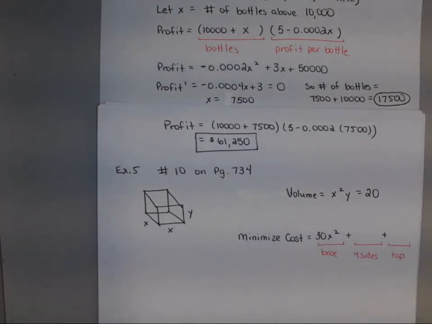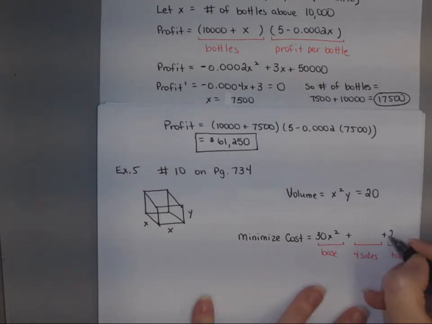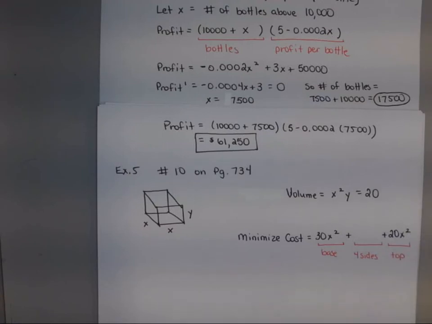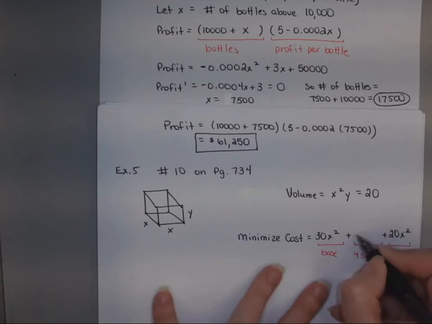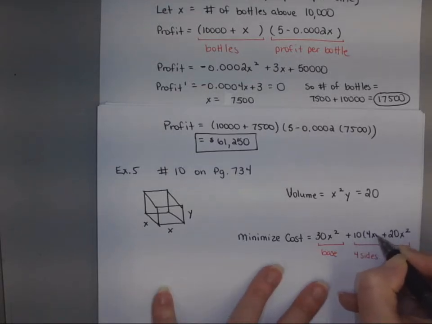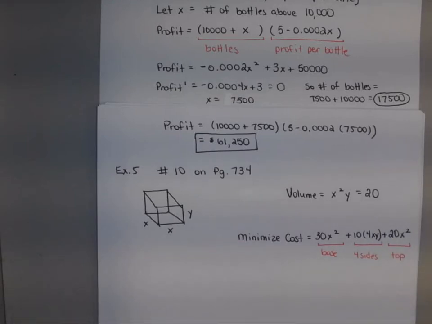Okay, so let's skip the 4 sides. We'll do that in just a bit. Let's do the top, okay? So if you read on through, it says the material for the top costs 20 cents per square foot. So how would I write the top? It'd be 20x squared. The sides are going to be a little more of a challenge. How come? Because there's x and y both, right? There's also 4 of them, right? So we're going to be charged 10 cents for every one of the 4 sides that are each x y. Okay, so let me stop right there.